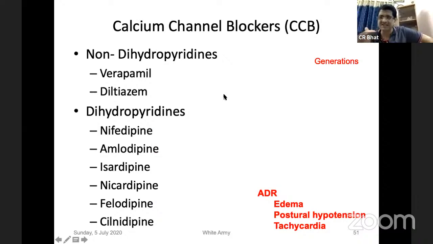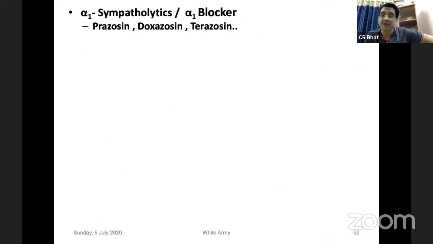Now, there are so many generations. They have extended release formulations and something like that. There is nothing much new. Nifedipine extended release or sustained release formulations are used, and amlodipine. Currently, cilnidipine is the calcium channel blocker of choice being used because of its beneficial effect. Some of the adverse effects are peripheral edema. Because of the vasodilator effect, they tend to leak fluid into the interstitium, causing peripheral edema. They can induce significant postural hypotension. They can cause tachycardia. Those are some of the adverse effects, but still they are commonly used.